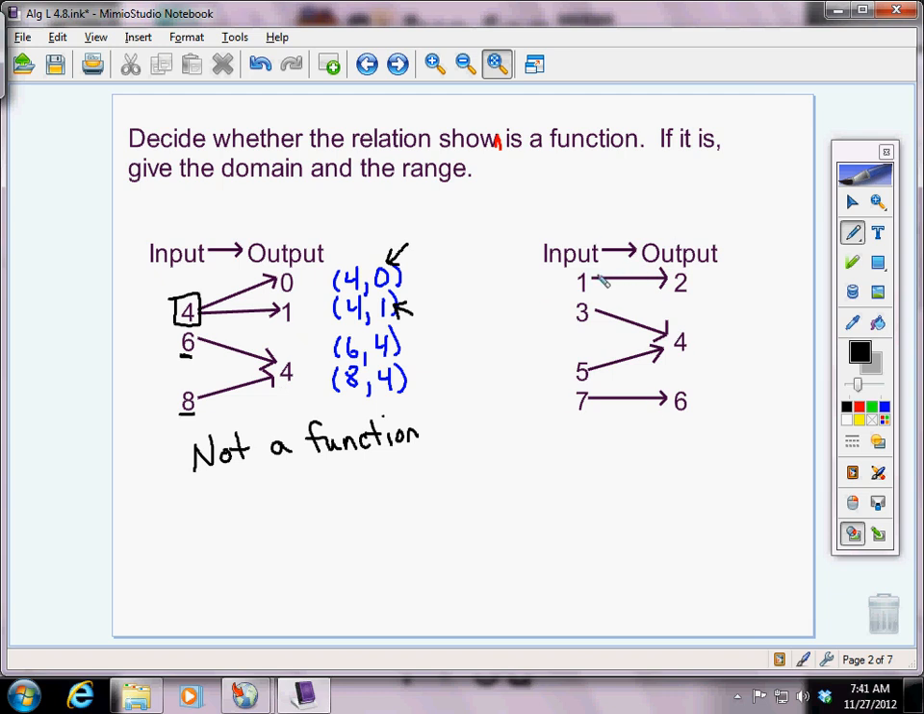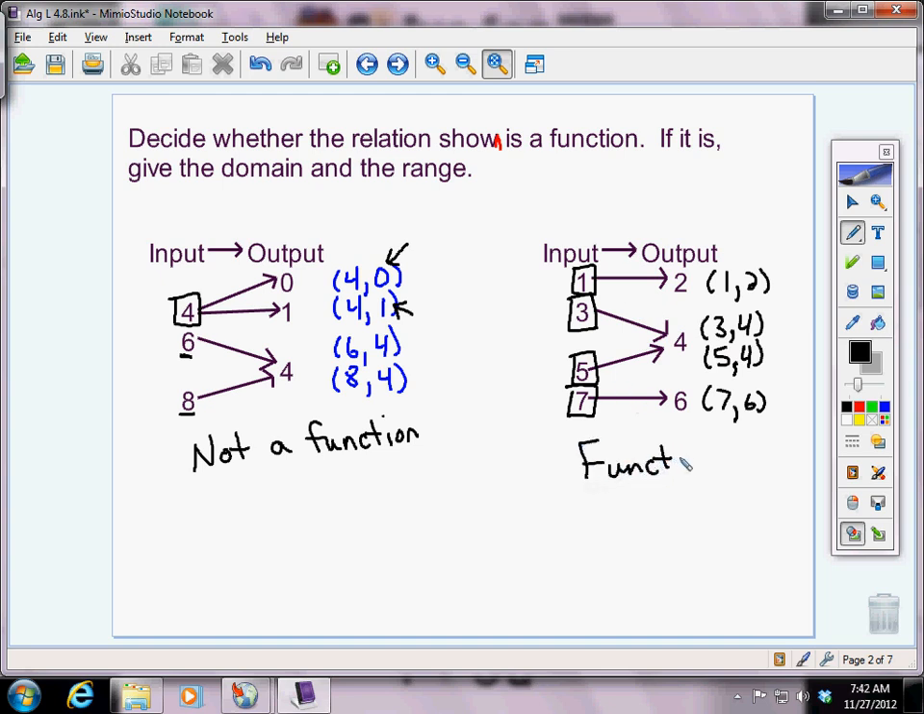Look at this example here. If I input 1, I get 2 out. If I input 3, I get 4 out. If I input 5, I get 4 out. If I input 7, I get 6 out. Notice for every input, there is exactly one output. Yes, our output might be the same, but one input has one output. Again, this would be the ordered pairs 1, 2; 3, 4; 5, 4; and 7, 6. Not that you have to make these ordered pairs, but sometimes it's nicer to see the function. So yes, these both go to 4, but every input has exactly one arrow off of it, so that's why this is a function.